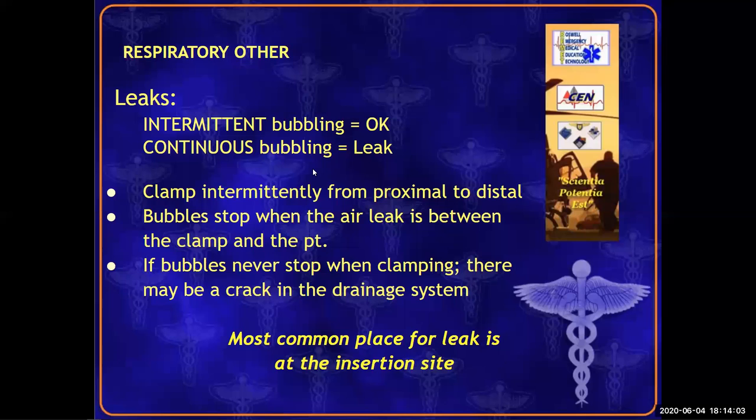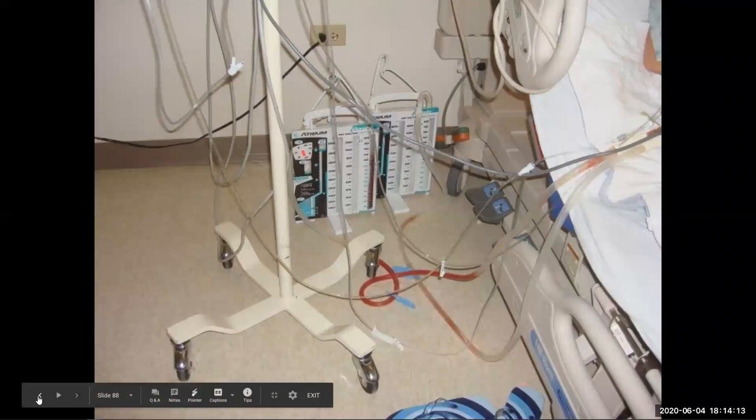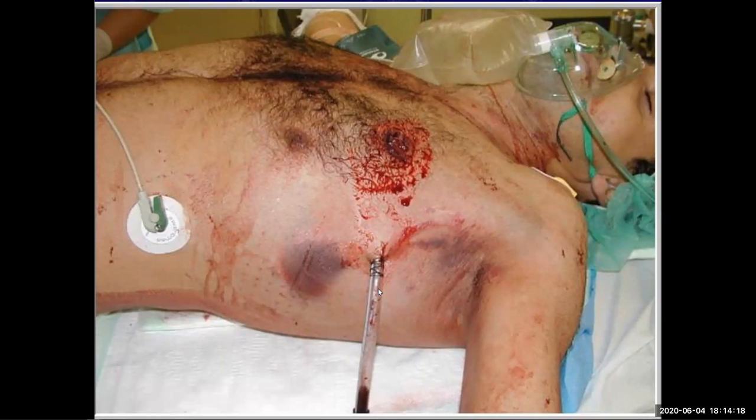And what I'm going to do is I'm going to go get my clamps and I'm going to start at the patient, and about every 2 inches, I'm going to put the clamps on and look at the water seal. If the bubbling stops, that tells me that that hole or that leak is just between the clamps and the patient. I'm going to tape that area and go recheck it. And if the bubbling never stops and I get all the way down to the drain, that means there's a problem with the drainage unit.